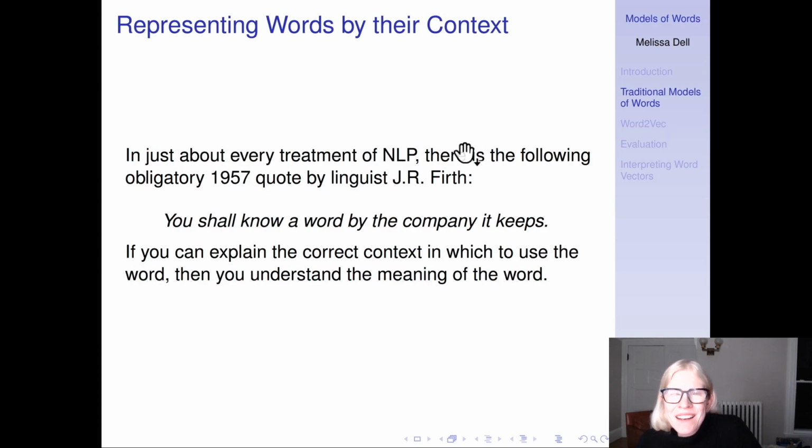Well, in any course about NLP you take, you'll see this obligatory quote from the 1950s, "You shall know a word by the company it keeps." What this is saying is that if you can explain the correct context in which to use the word, then you understand the meaning of that word.